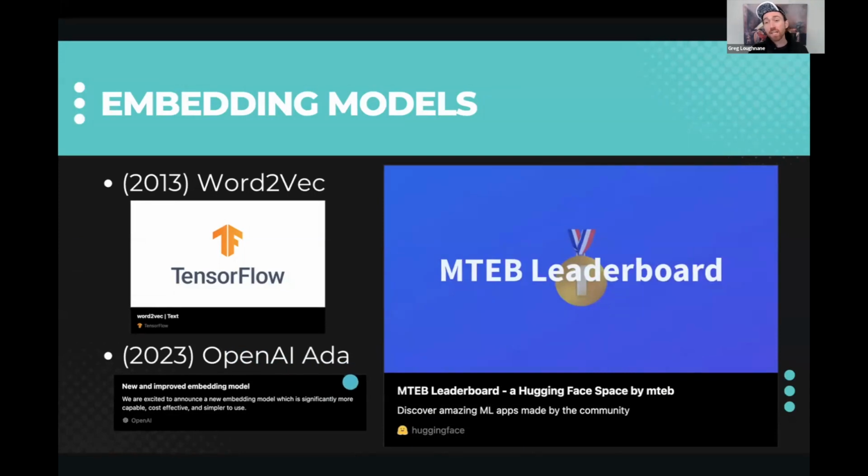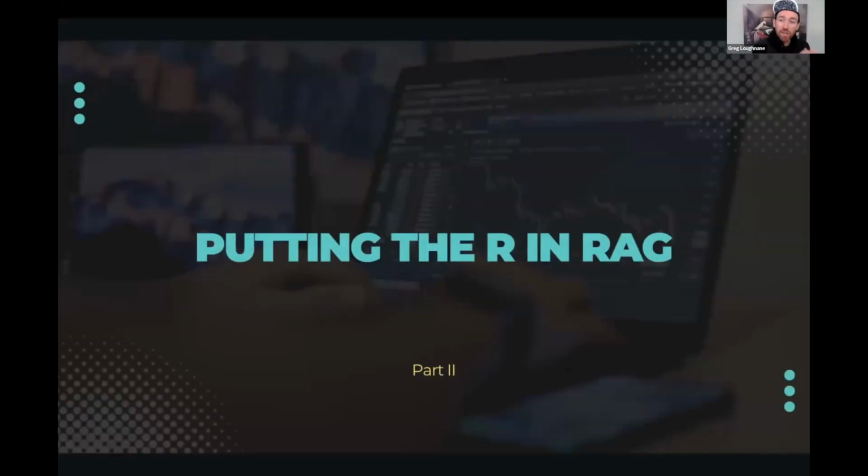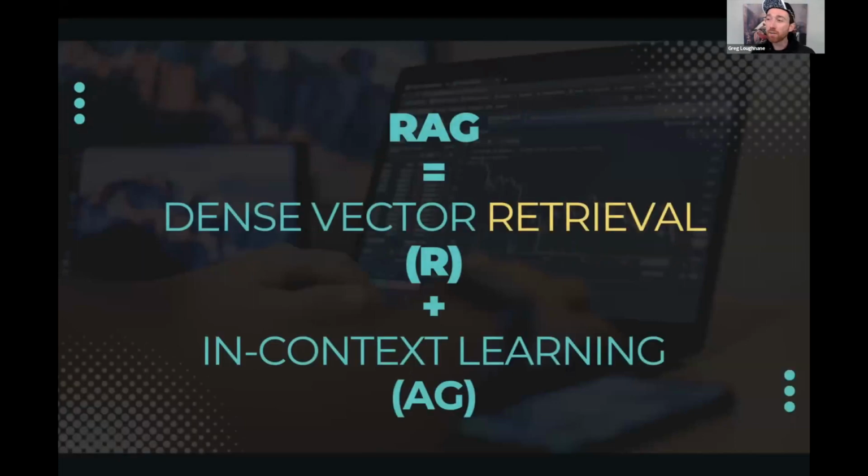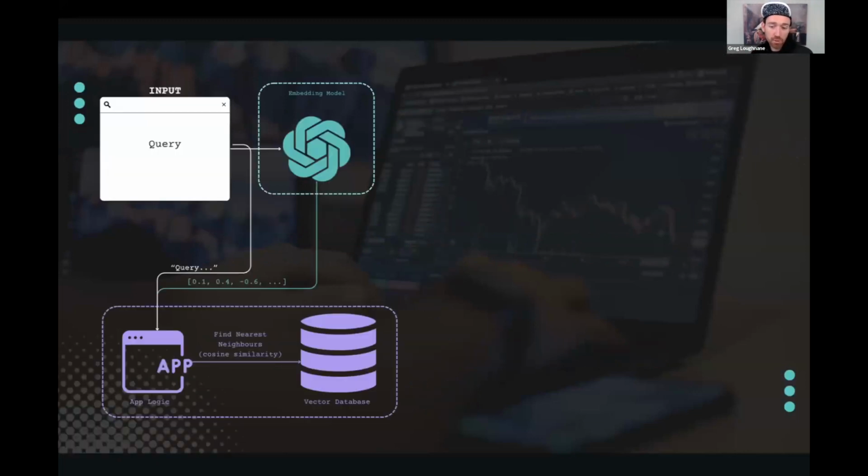You can also find the latest and greatest, that new hotness, on the Massive Text Embedding Benchmark leaderboard from Hugging Face. So when we think about now putting the R in RAG part 2, now what we're talking about is retrieval. We got the dense vector idea. Now let's talk about retrieval.